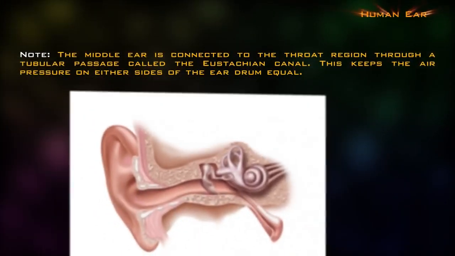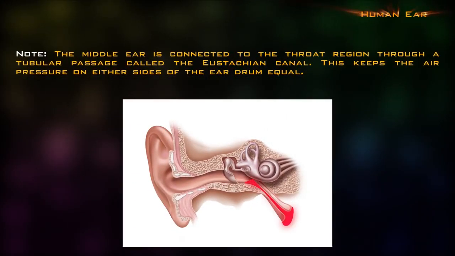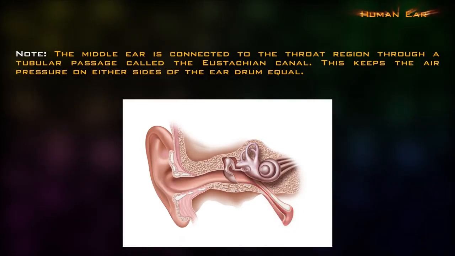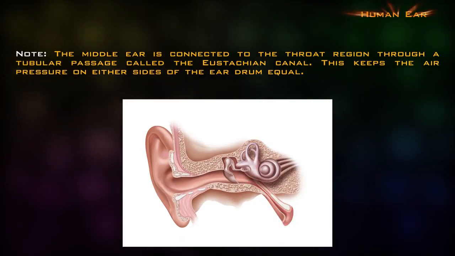The middle ear is connected to the throat region through a tubular passage called the eustachian canal. This keeps the air pressure on either side of the eardrum equal.